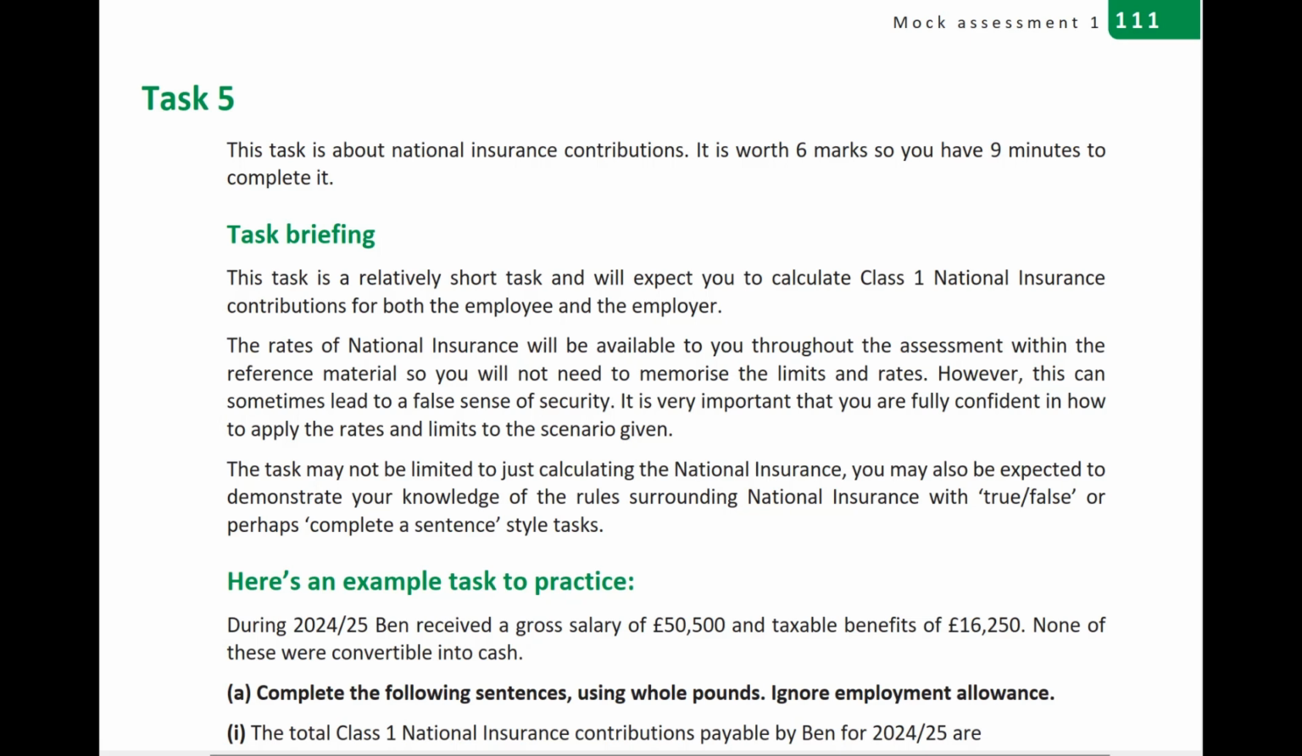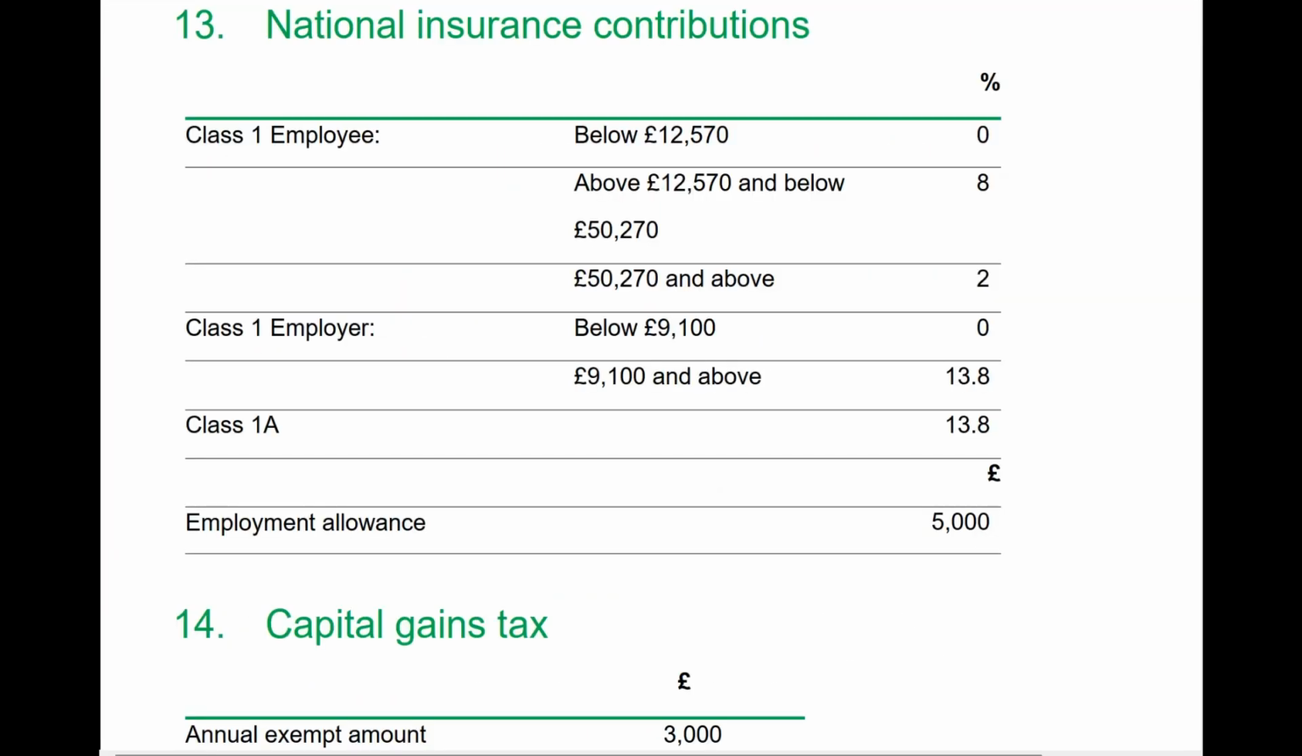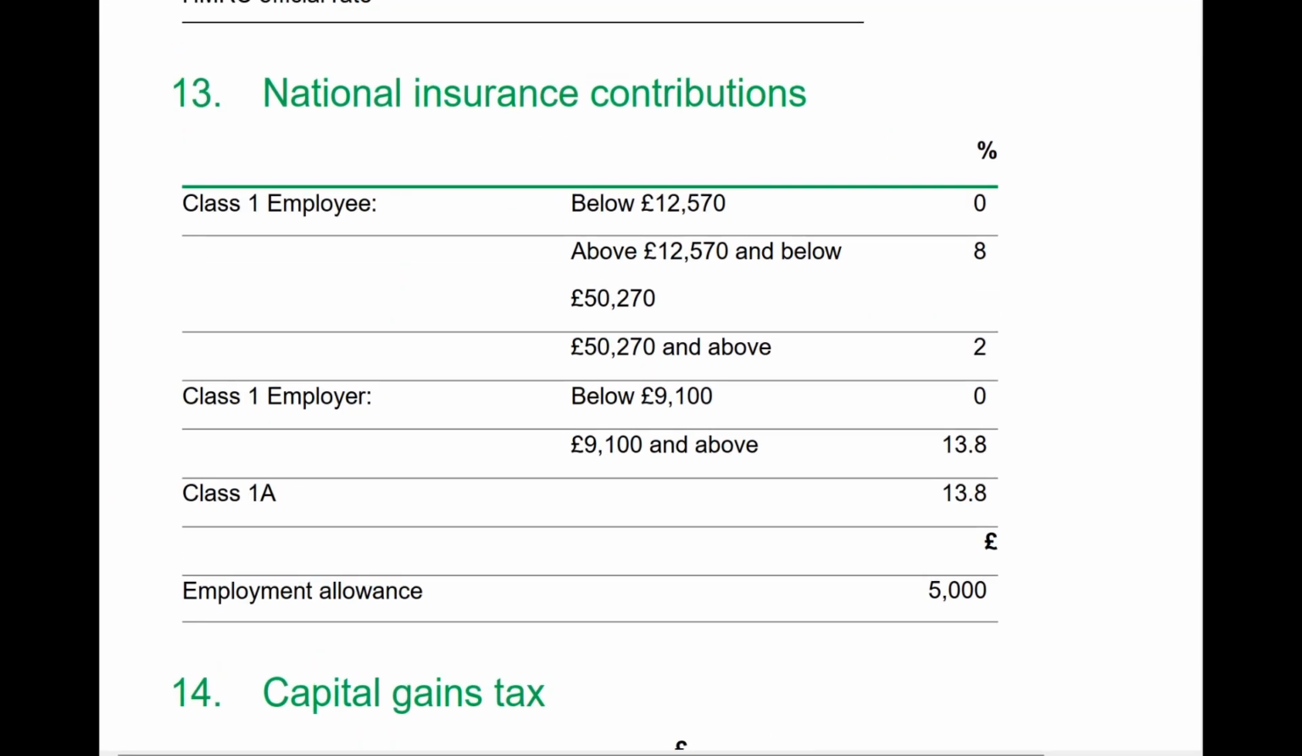So this task is 6 marks. It's 9 minutes. If we look at how long you have to complete it, it is a relatively short task, and it's going to involve calculating national insurance payable by the employee and the employer. I think the main thing that I can give you as a preamble to this task is the reference material is going to help you out here. There is a section in the reference material, section 13, which gives you the different rates that you're going to need for the calculations as we make our way through this one. So we'll be referring to this reference material as we go.